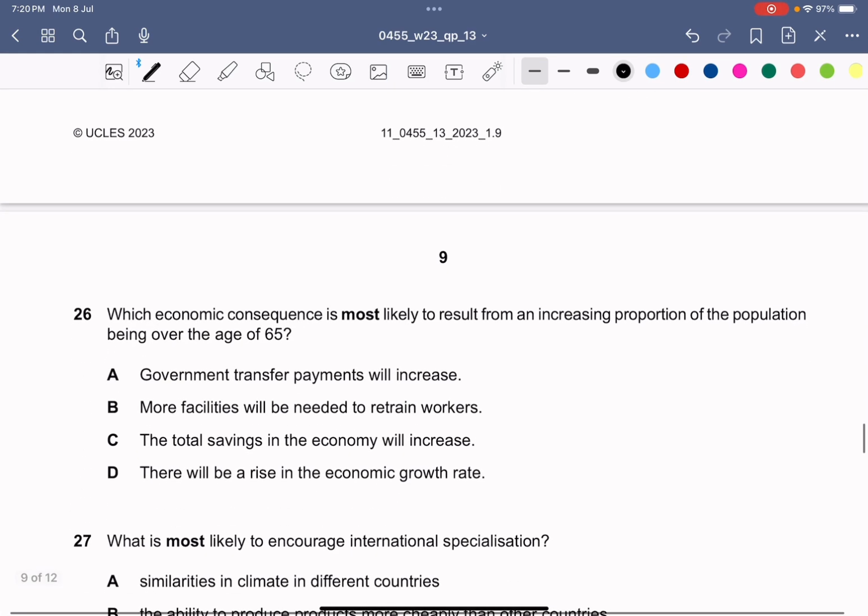Question 26. Which economic consequence is most likely to result from an increasing proportion of the population being over age 65? So this situation is an increase in aging population. This means that the government will need to increase the allocation of resources to healthcare and pension funds. So A will be relevant: government transfer payment will increase. Transfer payment is a type of benefit payment the government gives to people in need. So A is correct.